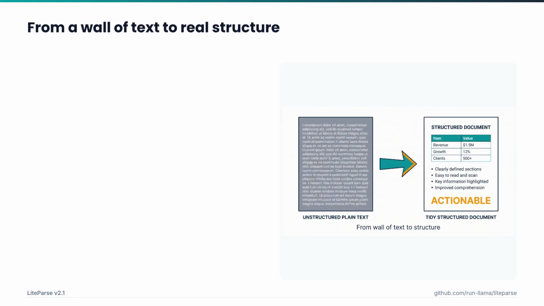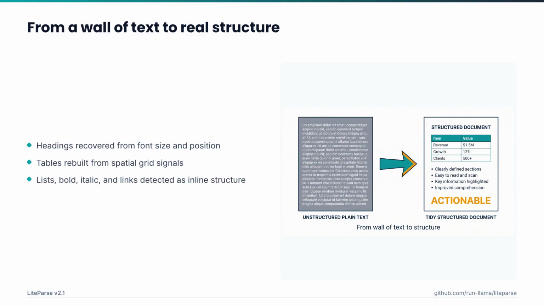Older versions gave you a wall of space-aligned text. Version 2.1 reconstructs genuine structure. Headings are recovered from font size and position. Tables are rebuilt from the spatial grid. Lists, bold, italics, and links are detected as inline structure. And raster images are surfaced as Markdown references.